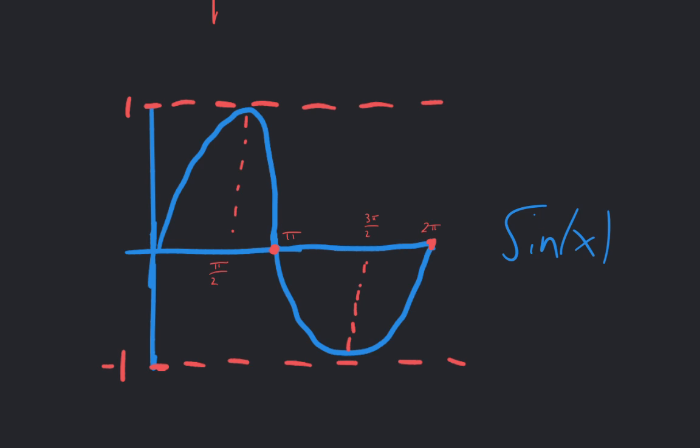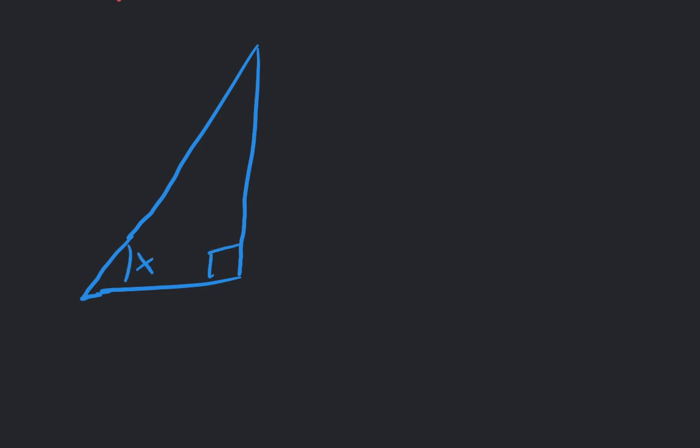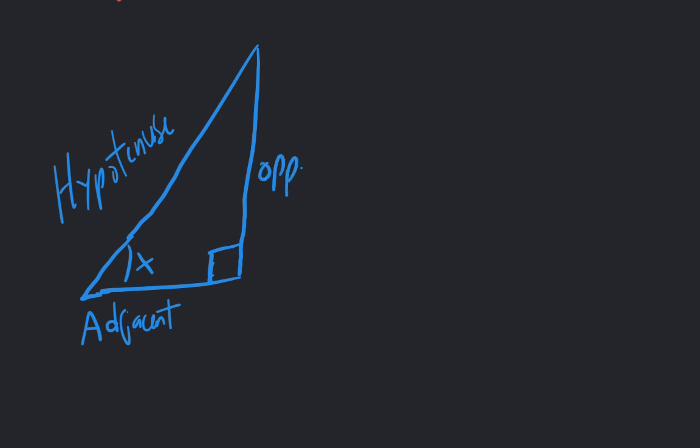But what exactly is sine of x? In trigonometry, right triangles are mostly studied. A right triangle is any triangle that has a 90-degree angle. Let's call this angle x. We'll call this the right triangle. The hypotenuse is always the largest side. This would be the adjacent side, and this would be the opposite leg.